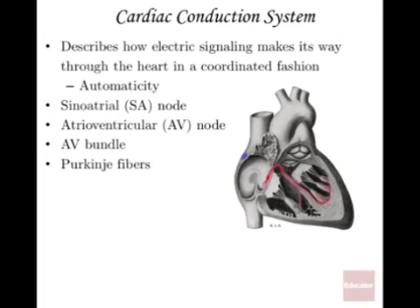A misconception some students will have is they think that the cardiac conduction system is a bunch of neurons or nerves within the heart. That's not true. There are pathways within the tissue of the heart, within these muscle fiber tracts that guide the electricity through it. And that's described as the cardiac conduction system. So it does describe how electrical signaling makes its way through the heart in a coordinated fashion.